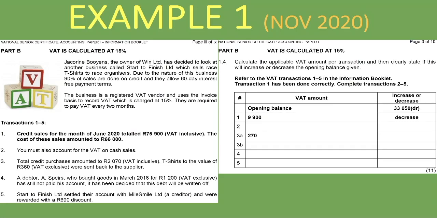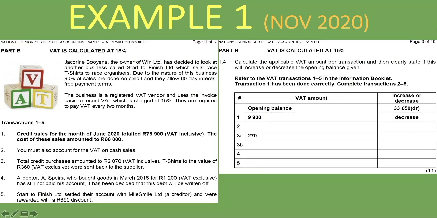So it's very important, as we note here, the business is a VAT vendor. That means VAT is applicable. They can charge VAT and they can claim VAT from the Revenue Authority. Now we have transactions 1 to 5, and we are told here to calculate the applicable VAT amount per transaction and then clearly state if this will increase or decrease the opening balance given.